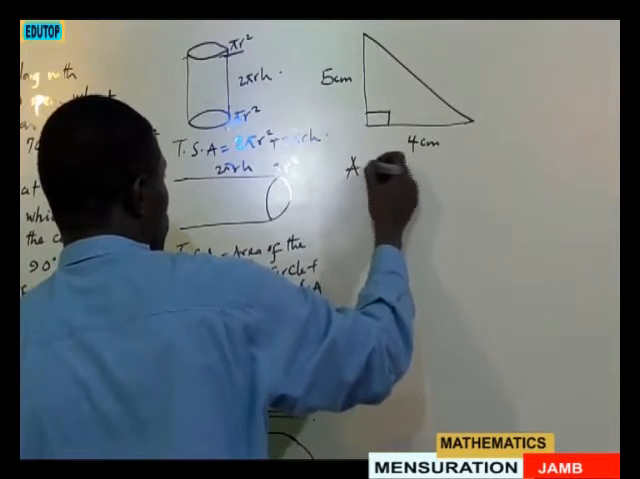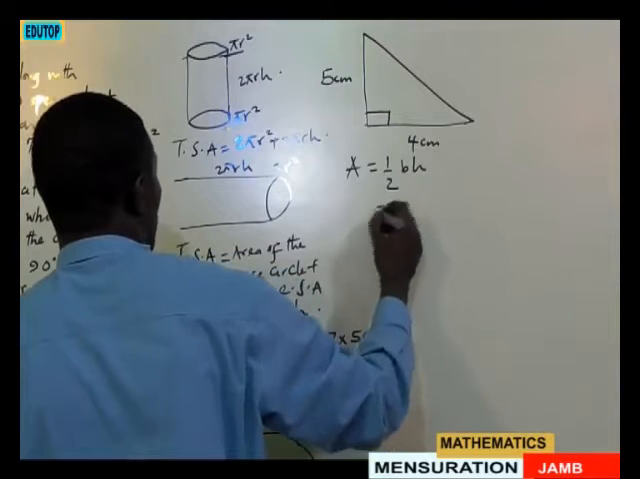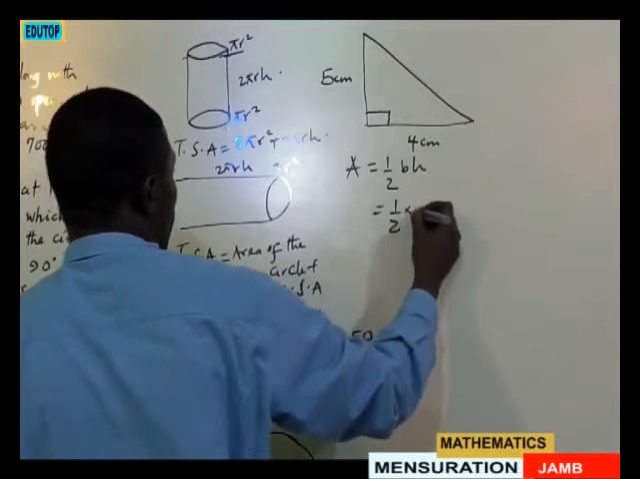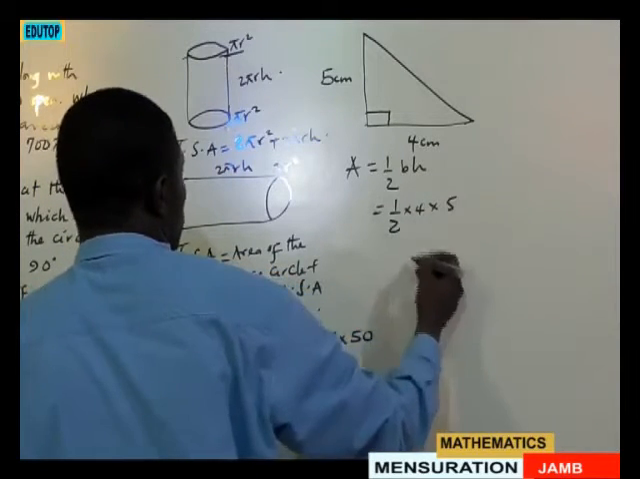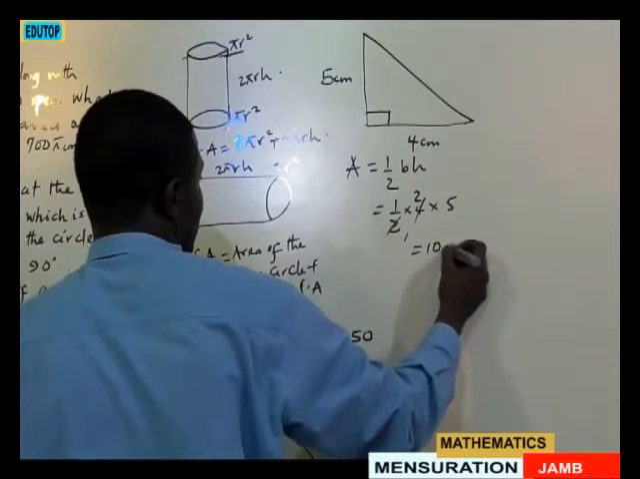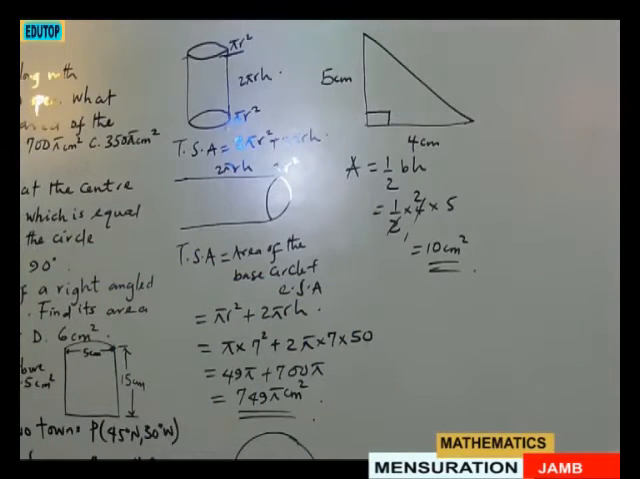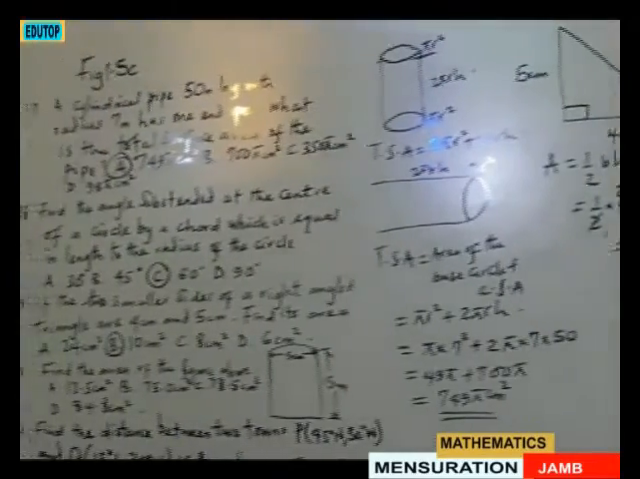Area of the triangle is half base times height. What's the base? 4. What's the height? 5. So we have half times 4 times 5, which is 20 divided by 2, that's 10. 10 centimeters squared. That would definitely be the area. So this one's also very simple. That's option B.